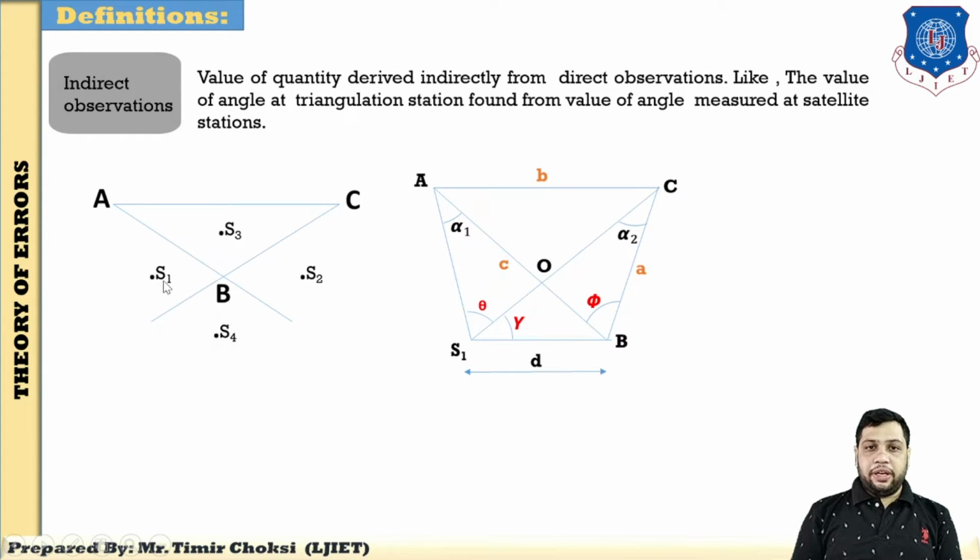There are several possibilities for arranging the satellite station: on the right side or left side of the true station, or above or below it. Our main goal is to find the angle APC, but you cannot set up the instrument over the true station B. So I have taken the first possibility and found the angle AS1C as theta. Now, using this theta, you find the required angle. This is an indirect observation. So it is just an example of indirect observation.